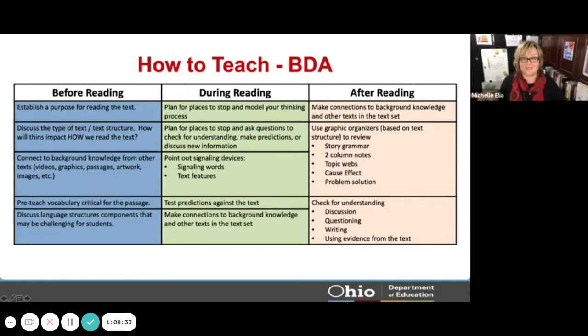And then after reading, we tend to think, oh, we'll just assess. But that's not what we want to do. After reading, that's where we're going to use those wonderful graphic organizers, which are going to be super helpful. And if you have not had a chance to watch any of the free trainings from Joan Sedita on 2-column notes and top-down topic webs, I highly recommend them. They are awesome. And she really gives practical examples of how to use those.